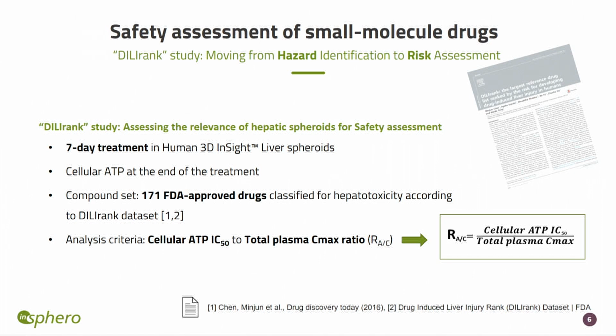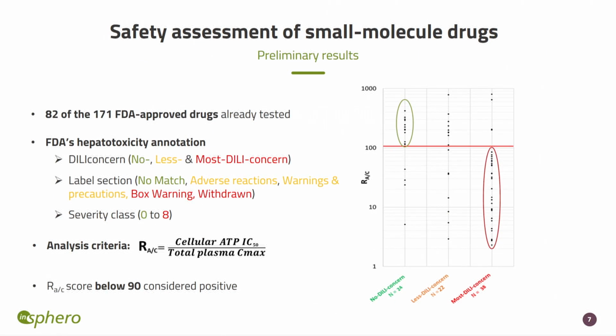For this, we are using the 7-day treatment of small molecule compounds, and we are comparing the cytotoxicity of these compounds to the DILIrank dataset. This dataset consists of 171 FDA-approved drugs. To add another layer of risk assessment, we decided to include the exposure data by adding the total plasma Cmax value to the analysis. So far, we have screened 82 out of these 171 FDA-approved drugs.